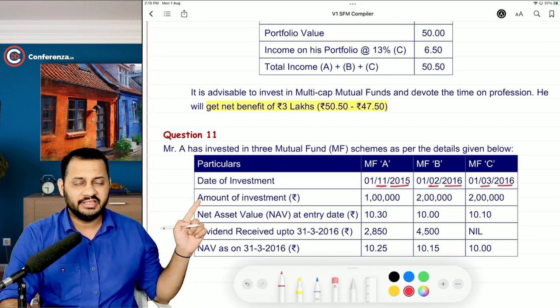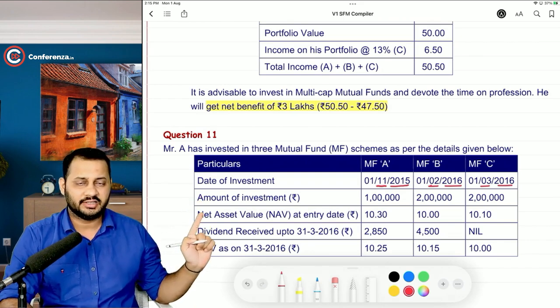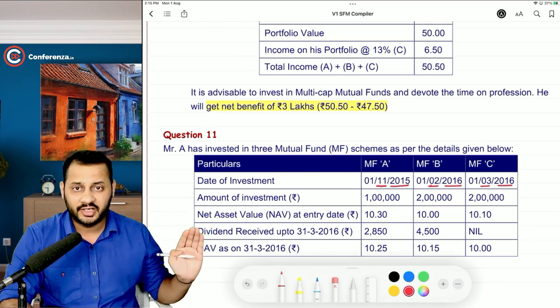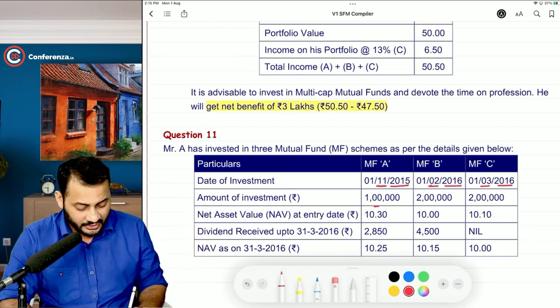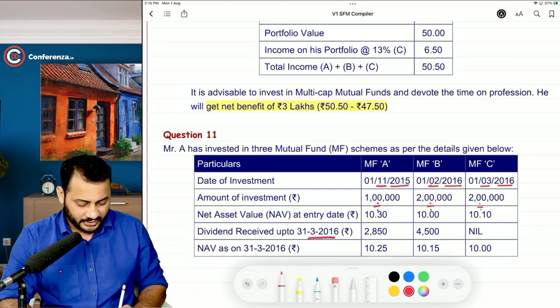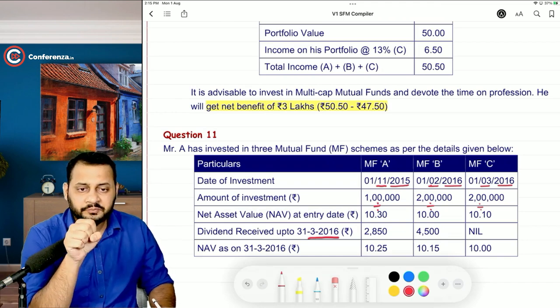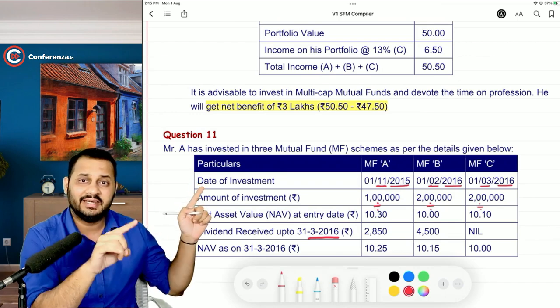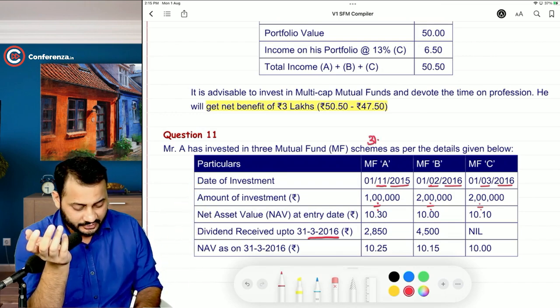Amount of investment in each type of mutual fund, net asset value at entry date. This is the price at which you purchased the units. The number of units is not given in the question. You can easily calculate it by dividing 1 lakh by 10.3, 2 lakh by 10, and 2 lakh by 10.10. Dividend received up to 31st March 2016. The starting dates are different for all the schemes, but the ending date is the same for all, which is 31st March 2016. Getting it?